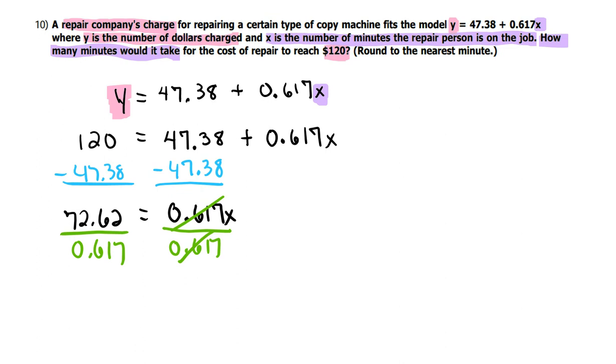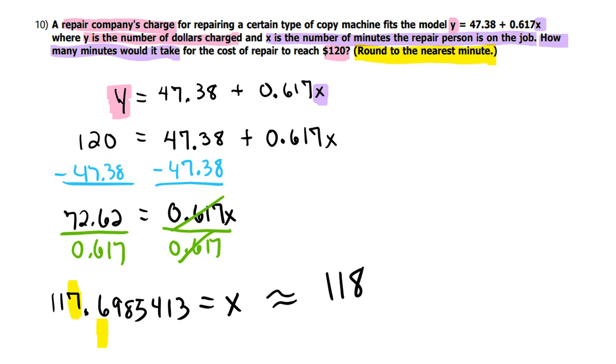So those cancel. And so I still got the 72.62 in my calculator screen. So I'll just hit divide by 0.617. Let my calculator do the math. Okay, I end up with 117.6985413. That's my X. And then if you look at the fine print up here, I did say round to the nearest minute. The nearest minute would be the nearest whole number. And since that's a 7, and the next number is a 6, your 117 minutes will go up to 118 minutes.